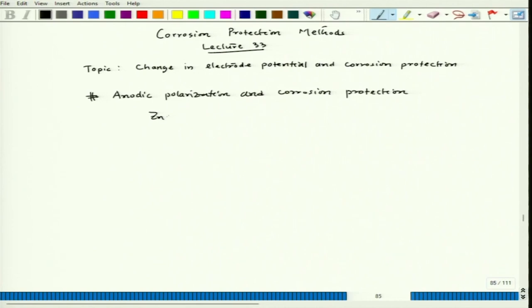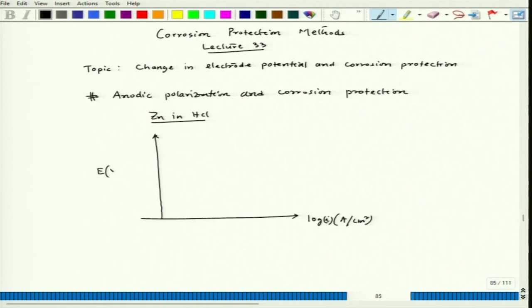Let's say zinc in HCl, a pure HCl. So only hydrogen evolution is the cathodic reaction, and zinc dissolution is the anodic reaction. If we look at the mixed potential theory, this is log I, let's say in ampere per centimeter square, and this is voltage or potential. Now let's consider this is at minus 0.76 volt, and this is zero volt for the hydrogen evolution reaction. So this is I0 for hydrogen on the zinc surface. This corresponds to E equilibrium for hydrogen. Let us assume it to be zero volt as per the standard reduction potential series.